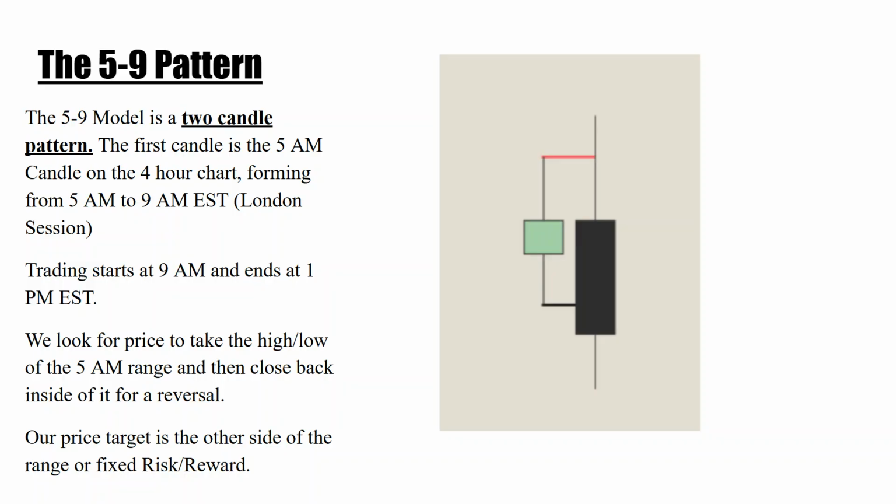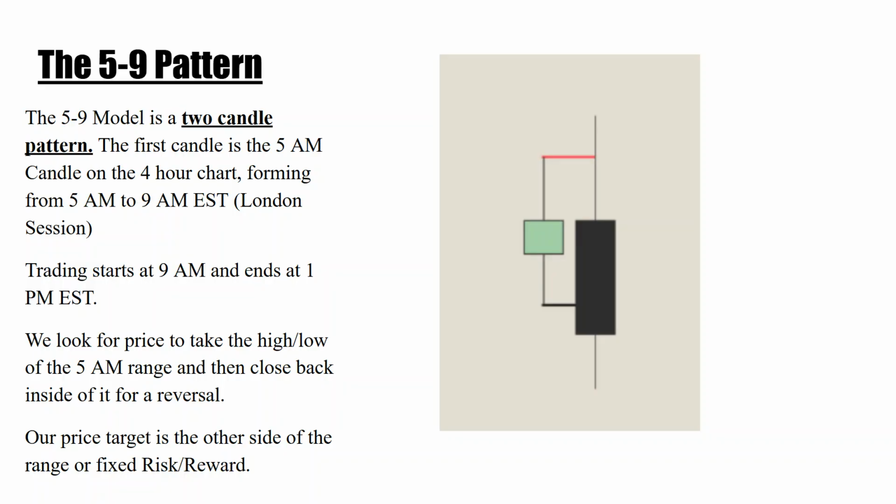And that's all. All we're looking to do is take price from the high or low of the 5 a.m. candle range and then back down to it for a reversal of price. And that's it. So you're not concerned about trend. You're not doing daily biases. You're not looking for any order blocks or fair value gaps. None of that is relevant.